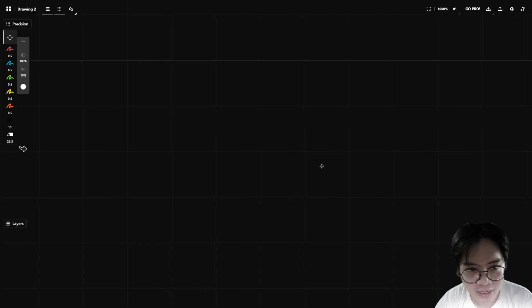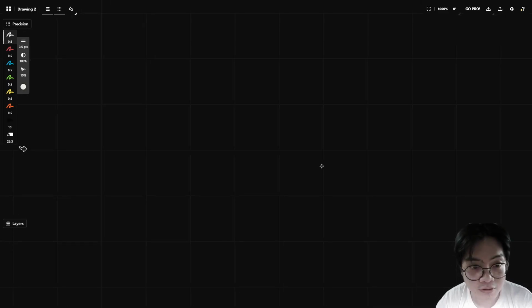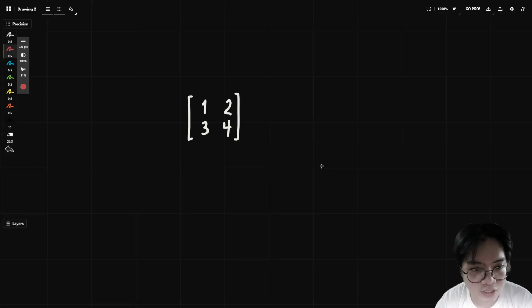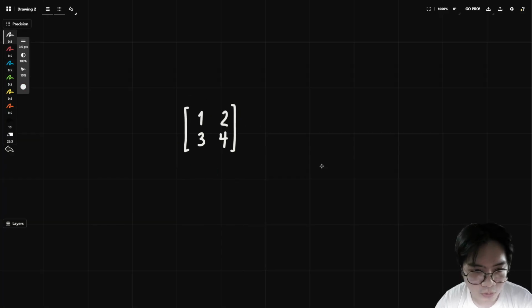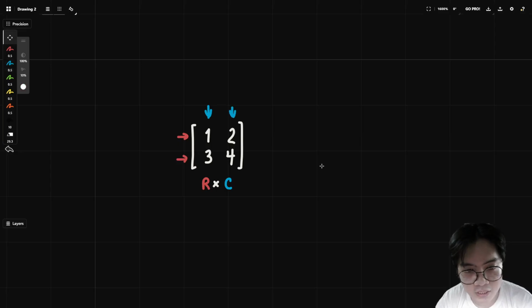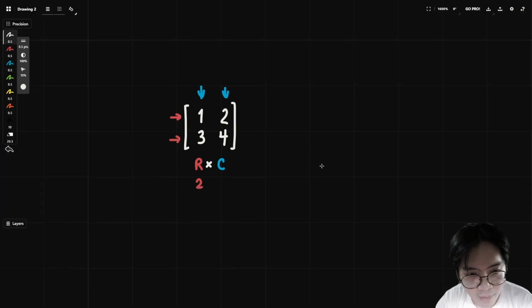Matrices are classified according to their size. Let's say, for example, we have a matrix here: 1, 2, 3, 4. What we're going to do with this is classify it row by column. There are going to be two rows in here, and there are going to be two columns in here. So this is what we call a 2 by 2 matrix.